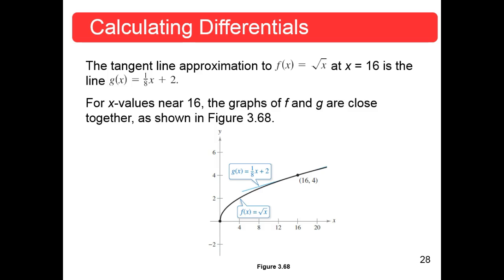The tangent line approximation to f of x equals square root of x at x equals 16 is the line g equals 1/8 x plus 2. Now, let's go back and remind ourselves why that's the case. Okay?